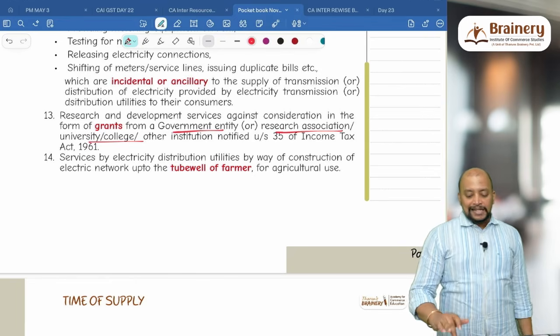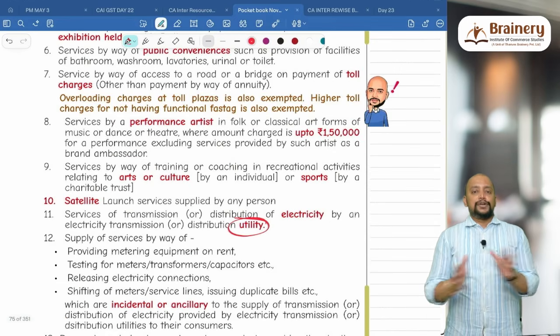Okay. So these are the miscellaneous exemptions. With this, the summary or revision related to exemptions we completed.